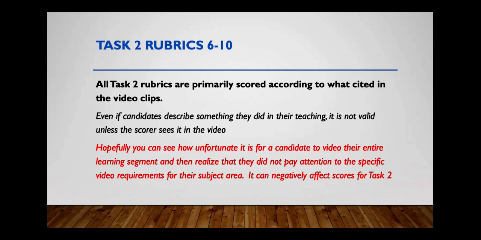Okay, let's look at Task 2 rubrics 6 through 10. All Task 2 instruction rubrics are primarily scored according to what is cited in the video clips. Even if candidates describe something they did in their teaching, it is not valid unless the scorer sees it in the video. In other words, if a candidate answers a question in the commentary and explains that they did something that was asked in the commentary writing, but it's not in the video and they can't cite a video clip, then it is not valid to the score.